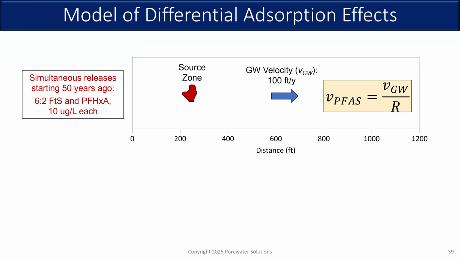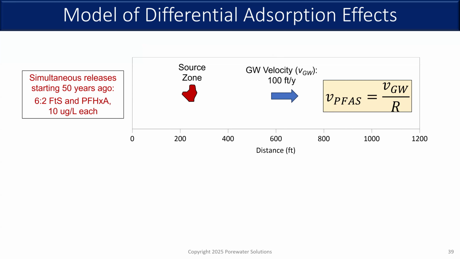So let's just look at a simple hypothetical. Let's say we've got a release of 2 chemicals with different sorption coefficients, 6:2 FTS and PFHxA. Let's say the release is the same extent in this red source zone, 10 micrograms per liter of each chemical released at the same time.